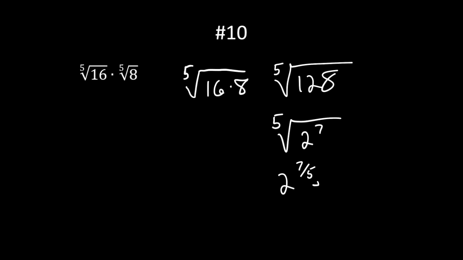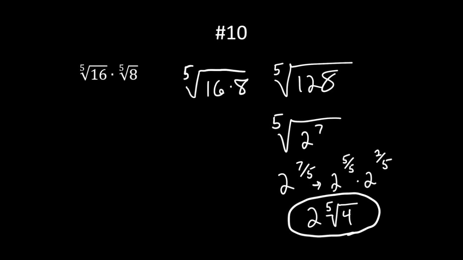which I can rewrite as 2 to the 5/5 times 2 to the 2/5. And there's really nothing you do with the 2 to the 2/5, but 2 to the 5/5 is 2 to the 1st. That's 2. So this is 2 times the 5th root of 2 squared, which is the 5th root of 4. That's the best answer I have for that one.